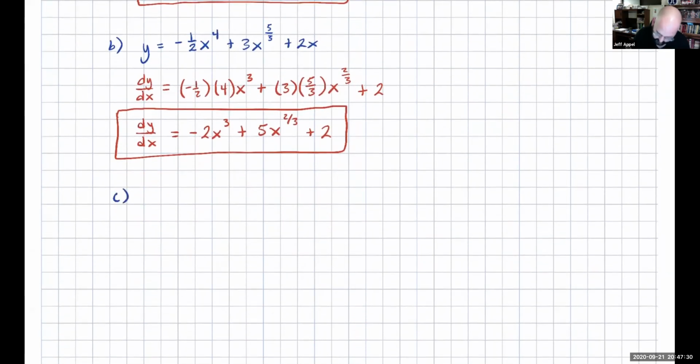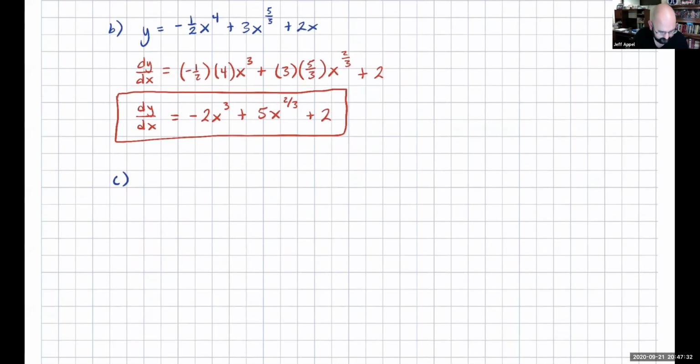All right, part C of our example. Part C of our example is going to really change things up, not only in terms of what we're looking at, but also in terms of the letters you're going to see. It's not always going to be f of x and y, right? Any letter combination can be used for writing a function, and so you have to be able to express the derivative in whatever variables are given.